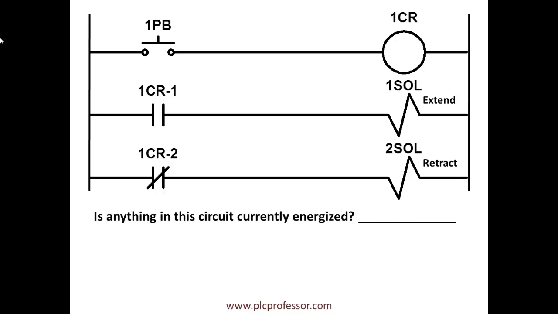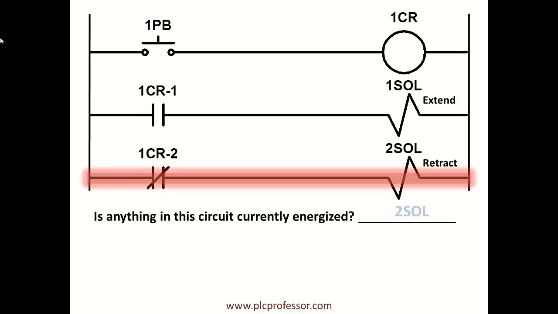Are there any devices currently energized? Now remember, you have three circuits going from left to right, and they're across the voltage. So you're looking for a complete path for current flow to energize a load. Correct. The second solenoid is energized by way of the normally closed contact 1CR-2 because 1CR is de-energized.